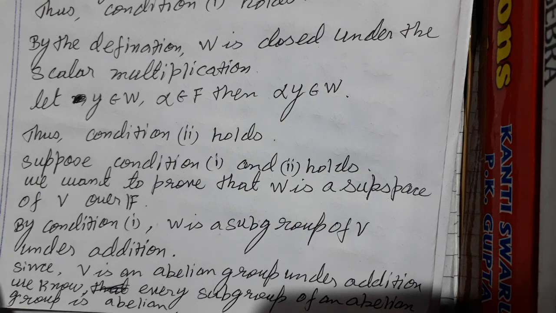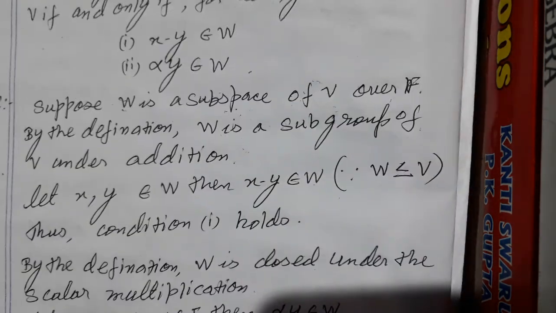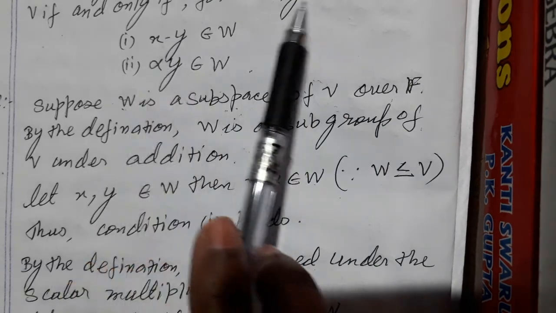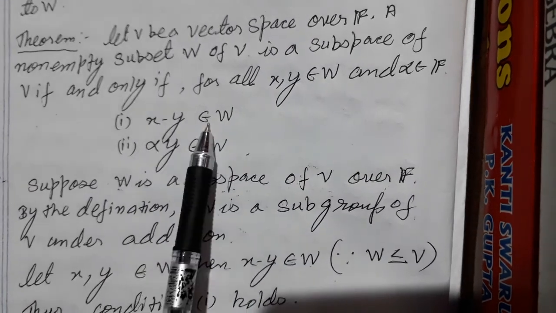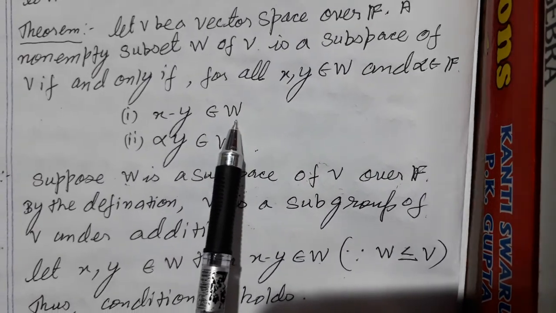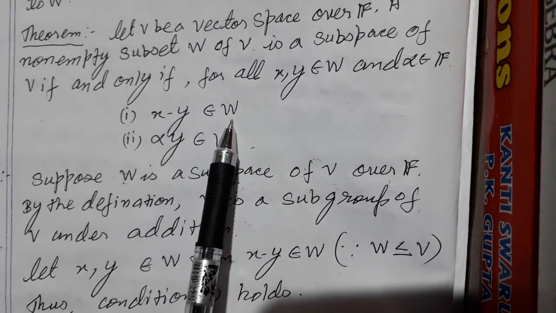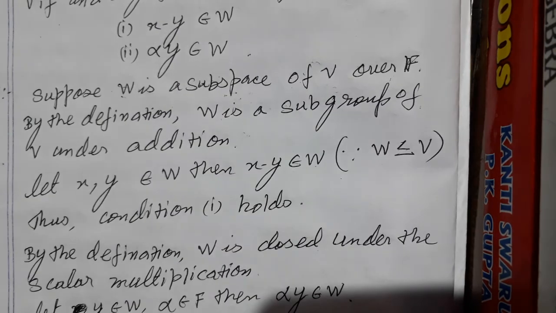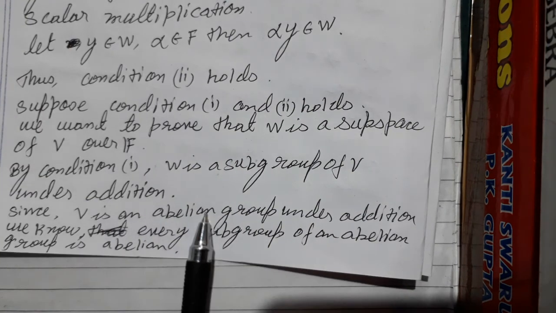By condition 1, we have what? I'm taking x, y from W, and then x minus y should be in W. So from this condition, we can say that W is a subgroup of V under addition.